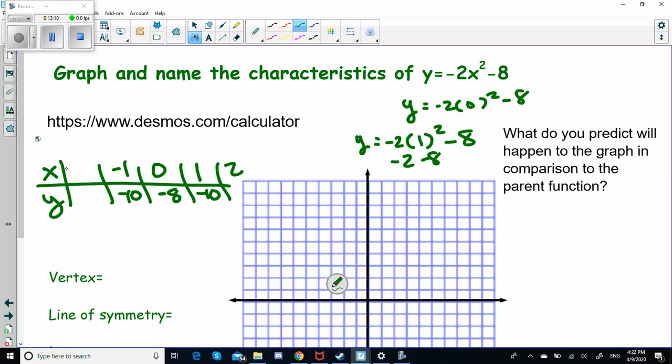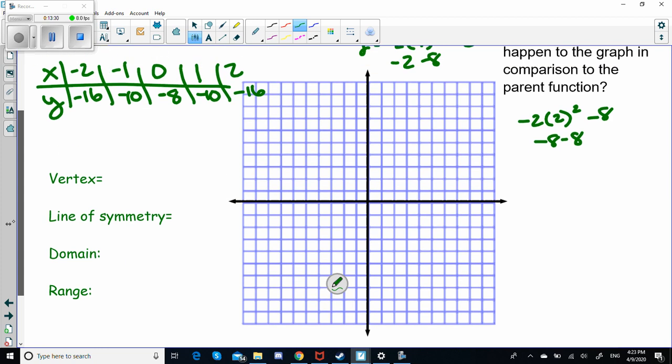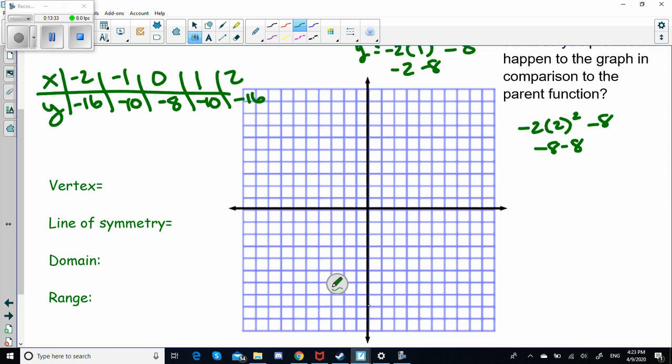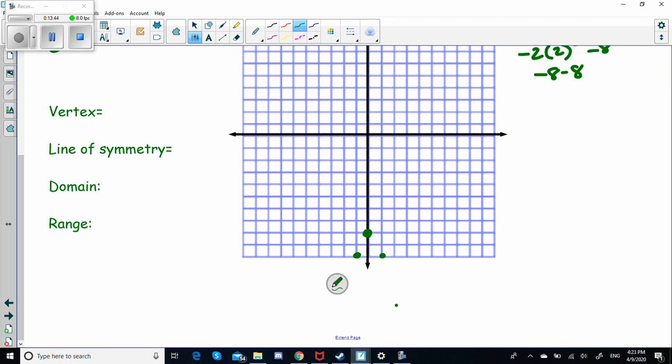And then I think I'll do 2 and negative 2. It's probably going to be off the graph a little, but that's okay. So negative 2 times 2 squared minus 8. So 2 squared is 4. 4 times negative 2 is negative 8. So that ends up being negative 16 and negative 16. So if we graph this, 0, negative 8 would be down 8. 1, negative 10 is over 1 and down 10. And then 2, negative 16 is going to be off the graph a ways, so we'll put it down here. And we'll make our parabola.